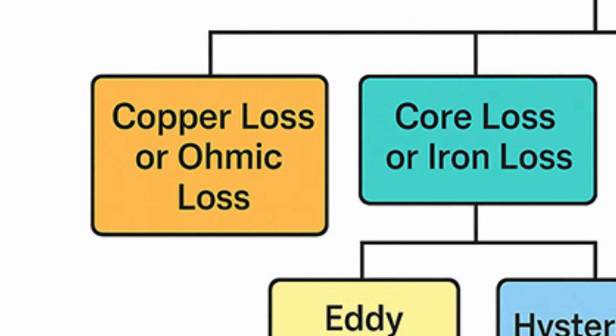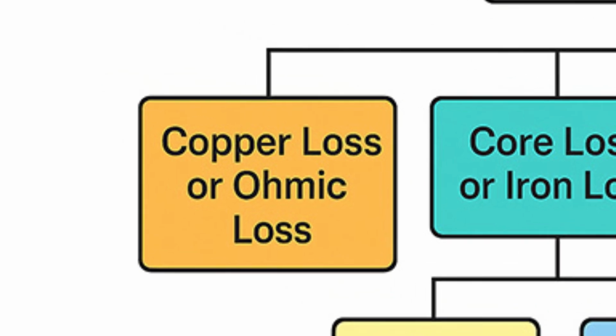Now, let's move on to load losses. When the transformer supplies load, current flows through both the primary and secondary windings. Because every conductor has resistance, this current produces heat loss, called I squared R loss or copper loss. It is directly proportional to the square of the current. That means if the load current doubles, the copper loss becomes 4 times greater. So copper loss increases with loading and reaches its maximum at full load.